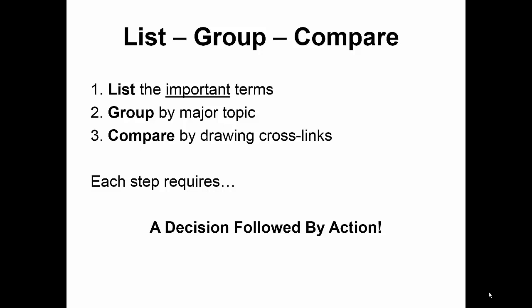This comparison step is one that is done naturally by intuitive types, and this is what gives them an edge initially on more difficult exam questions. So here it is. List, group, and compare. Keep it in mind and your mapping will get better and faster. Now, let's look at some of the barriers that will discourage concept mapping.